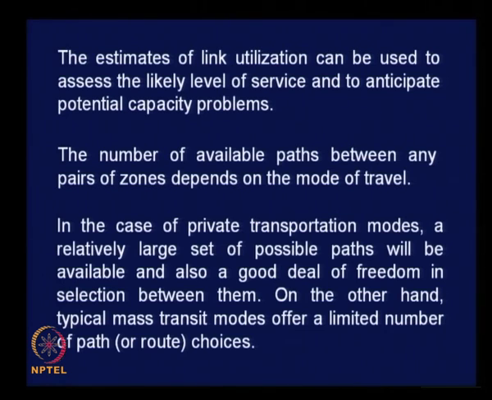On the other hand, typical mass transit modes, for example bus, offer a limited number of path or route choices. It could be bus or even train. The routes are fixed, so to go from here to T Nagar you can take maybe either 5B or 47 series buses. You cannot take any bus you want to go to that destination, because that mode gives you only few choices, right.